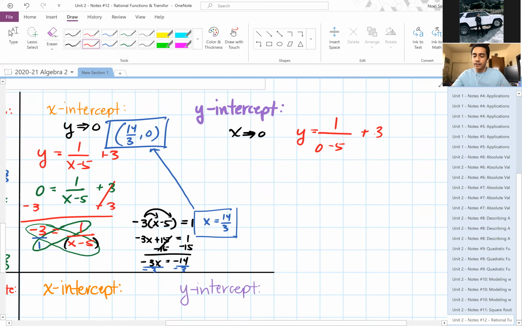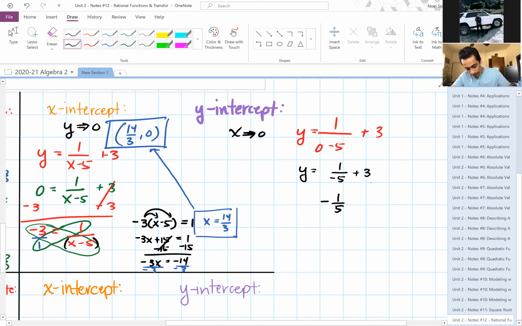So in this case, you just clean it up as much as you can. You're going to get y is equal to 1 over -5 plus 3. 1 over -5 is the same thing as -1 over 5. It's just -1/5. That's all it is. And you're adding 3 to that.